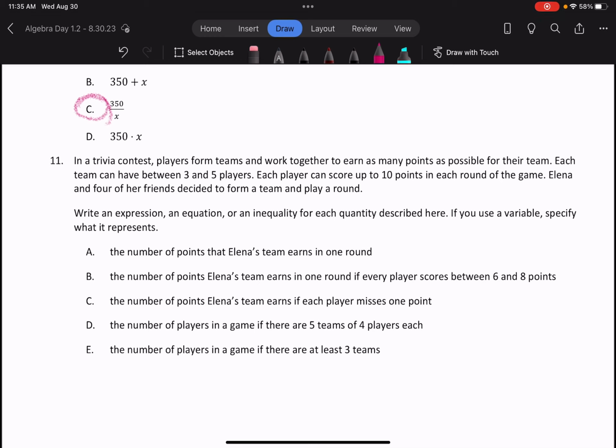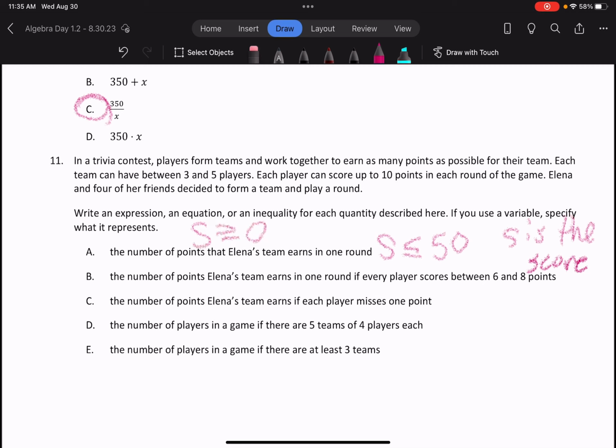Okay, so if they have 5 players, right, because it's Elena and 4 of her friends, so she has 5 players, and they can score up to 10 points each. The greatest amount of points that they could score would be 50. So it could be less than that too, though. So it's going to be S is less than or equal to 50, assuming that maybe one of them scores only 9 points or something like that. And this is where S is the score. Now another constraint here is S would have to be greater than or equal to 0.